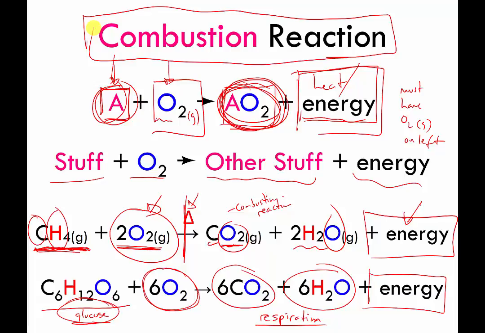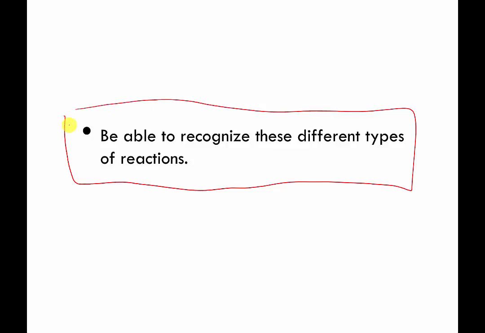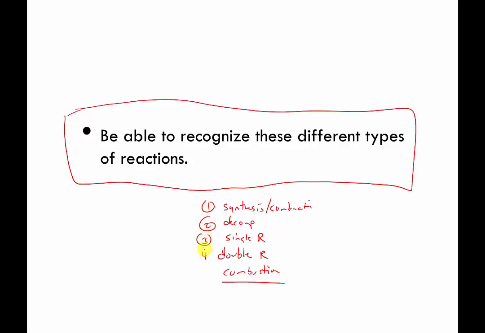So those are the types of reactions that I want you to be able to recognize. If I show you a chemical reaction, you should be able to say, is it a synthesis / combination? Is it a decomposition? Is it a single replacement? Is it a double replacement? Or is it a combustion? I guess that's 5, so I cannot count, but you should be able to recognize or categorize whether a reaction belongs to one of these categories.